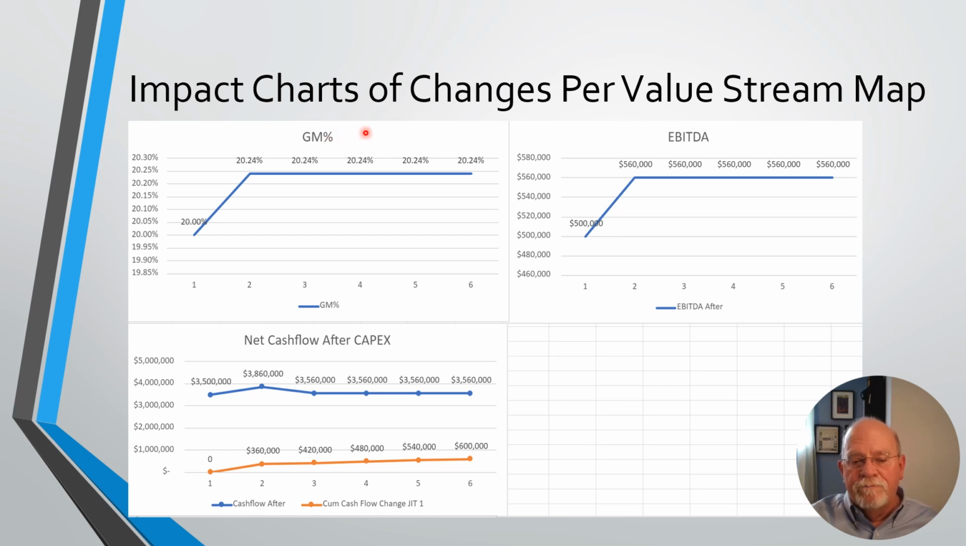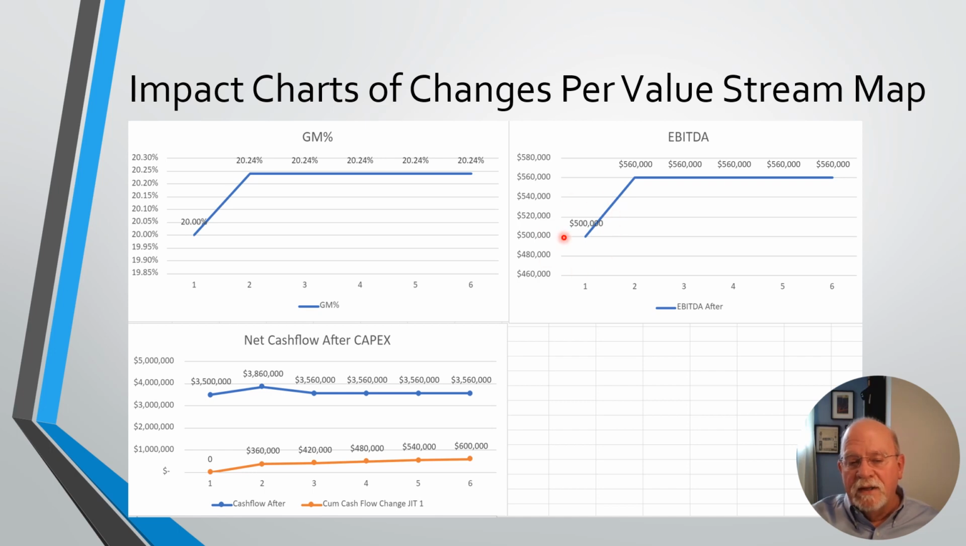We look at 4 particular impact items as it relates to going from current state to future state. What's the impact to gross margin? What's the impact to EBITDA? What's the net cash flow after CapEx? And then what's cumulative impact to cash flow? And so in this particular example, there was a 0.24% improvement in margin.